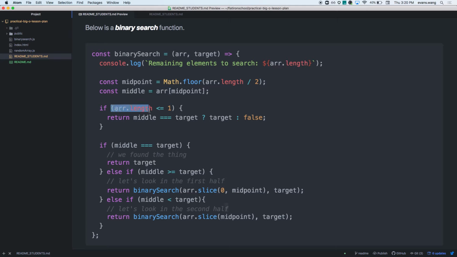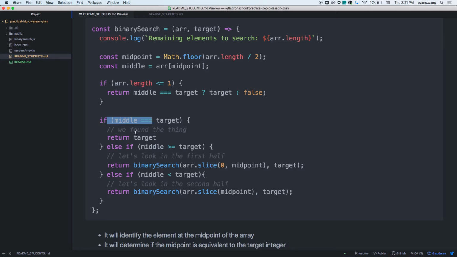So what I'm trying to do is I have the array length. If it's less than or equal to 1, I'm going to return the middle if the target, have you seen ternary operators yet? It's just like a fancy conditional. Is the middle the target? This is the condition. If it is, return the target, otherwise false. That's all this is saying. So far, so you with me? All right.